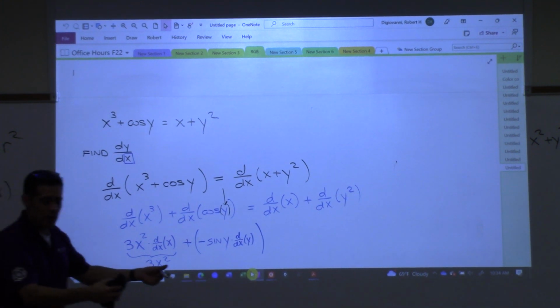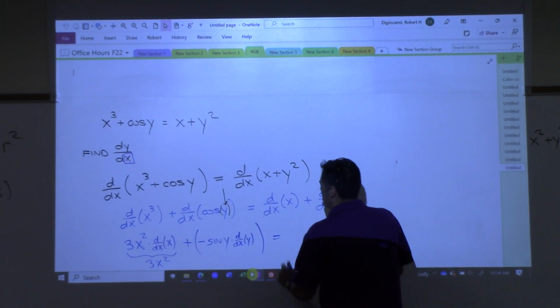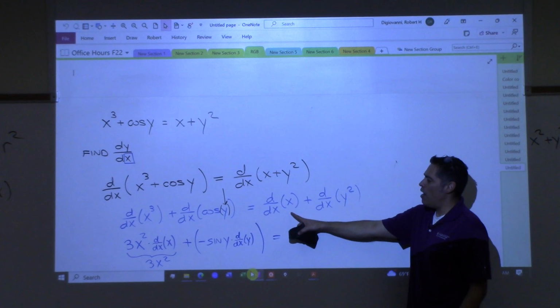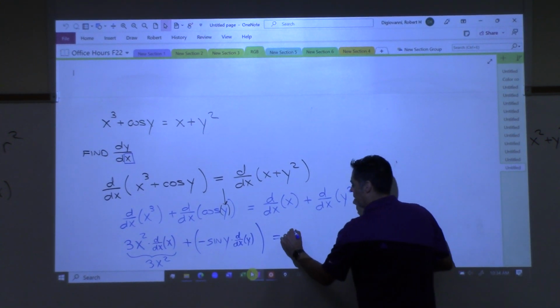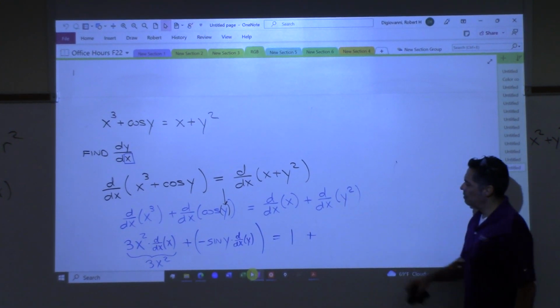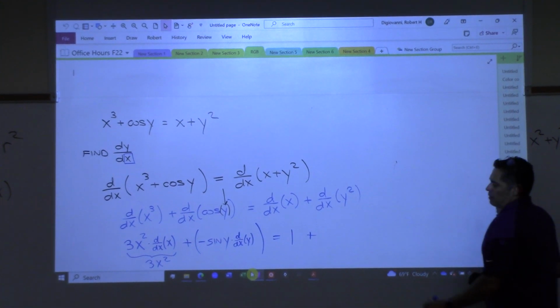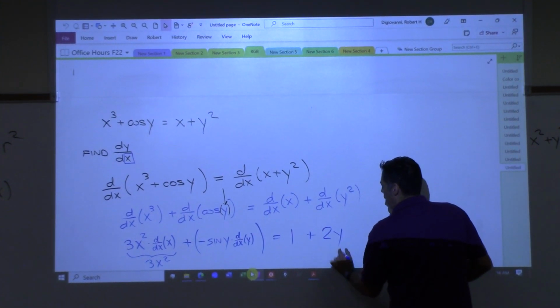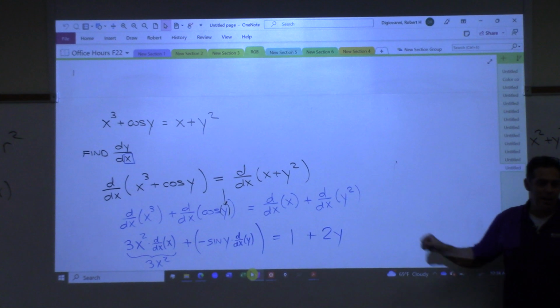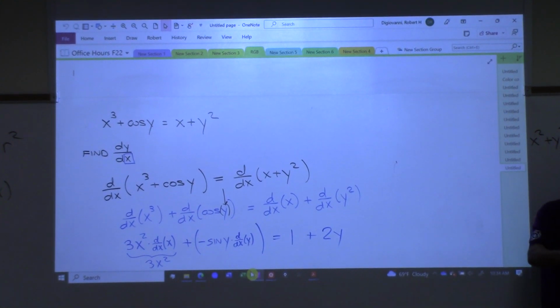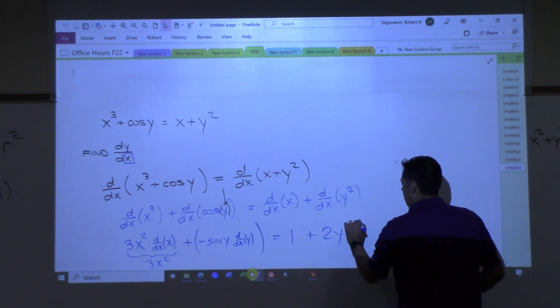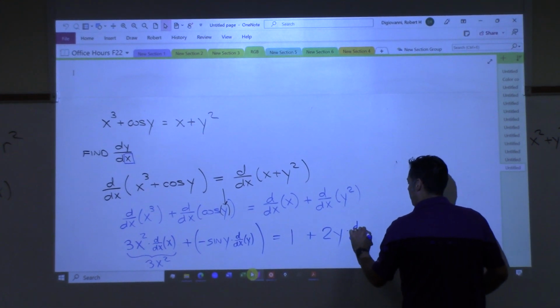Move to the other side of the equation. What should this be? 1, dx over dx, that's 1. Plus, what should this be? 2y, right? Power rule, right? 2 comes out, y to the first power, but now you still need to take the derivative of that y, which is dy dx, right? I'm going to write it this way.